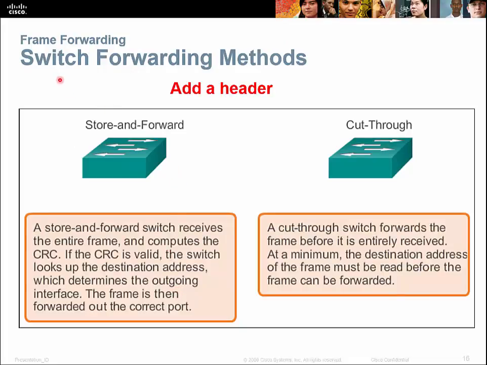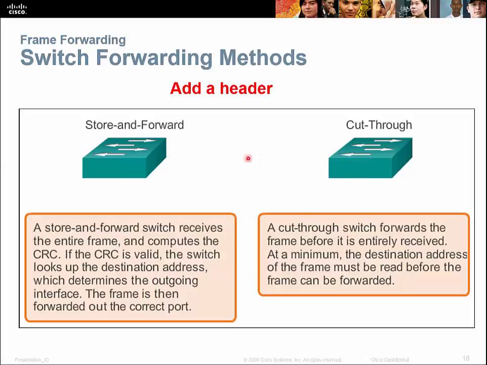Okay, here we have what's called the forwarding methods. Store and forward is the one where, as the information comes into the switch, it will wait for all the information to show up. It will validate that it is correct, then it will send it forward. This is a little bit slower than what you would like, but it actually ensures that the information will be forwarded correctly.